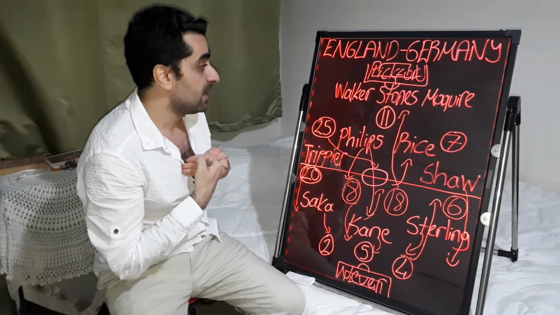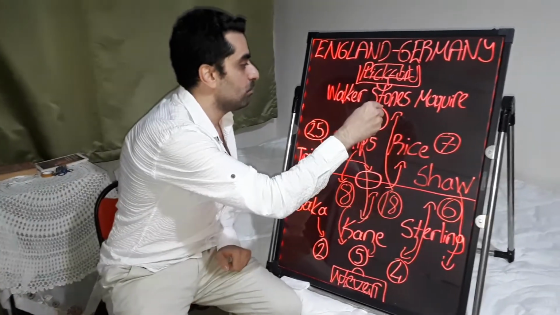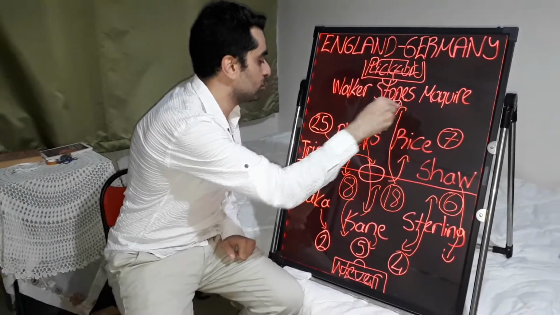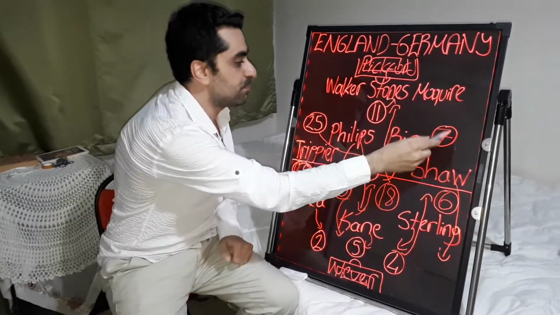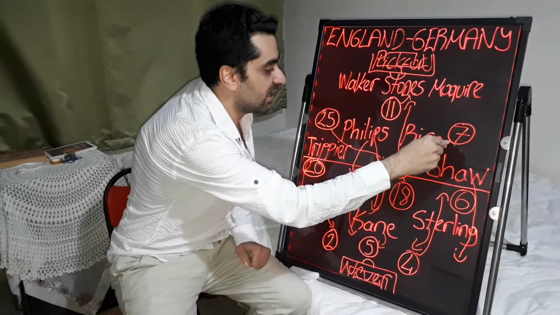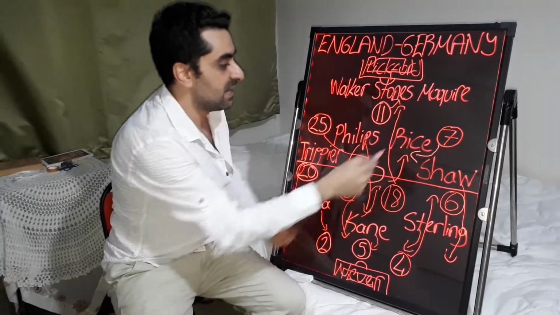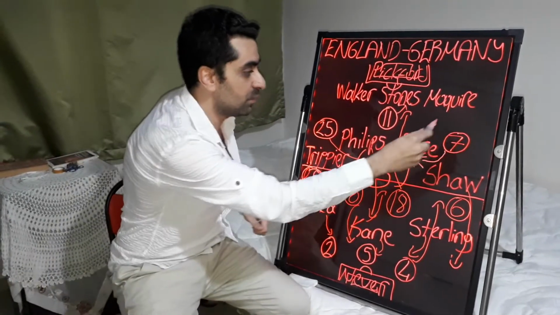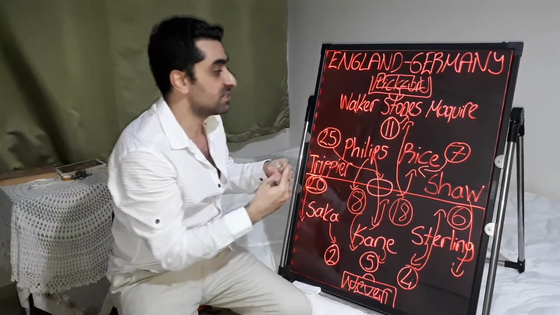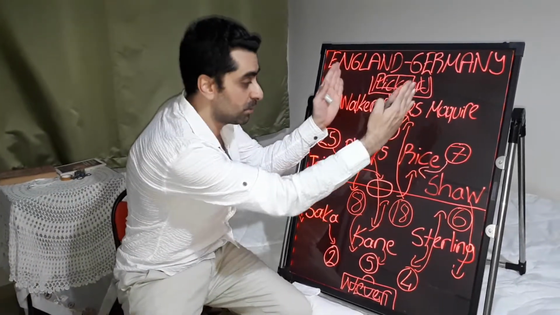At the same time, every time Werner pressed Stones, Havertz tucked infield and played close to Declan Rice many times, and one Havertz shot was saved by goalkeeper Pickford.